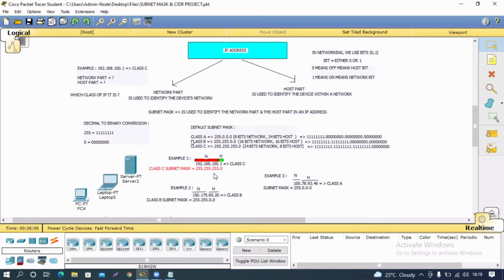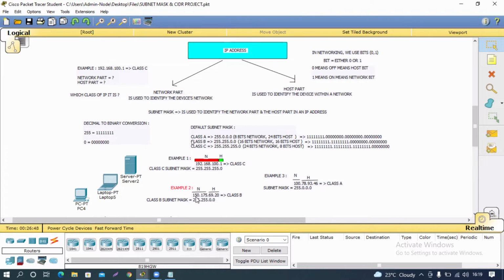Now what exactly are you understanding? 192, 168 and 100. In both these 3 octets you are seeing 255 in the subnet mask, right? Yes or no? So it means what? It means 192.168.100 in the IP address will be network, and this is 0 in the subnet mask, right? So this 1 will be host. In the 4th octet, yes. So in the IP address, the last octet will be what? Host.